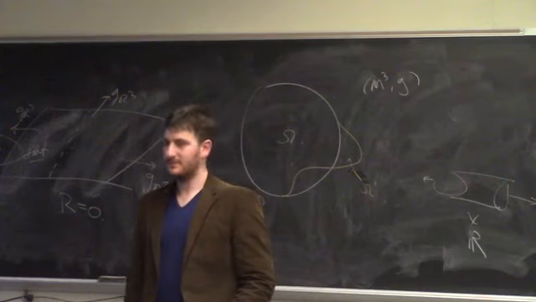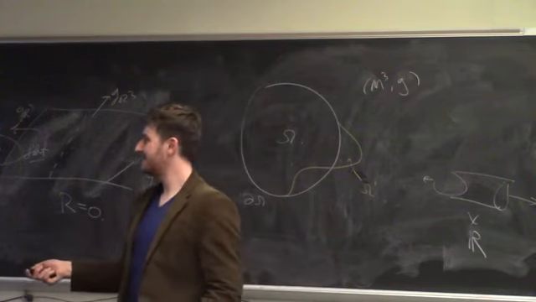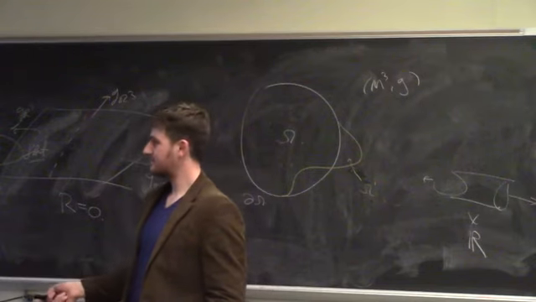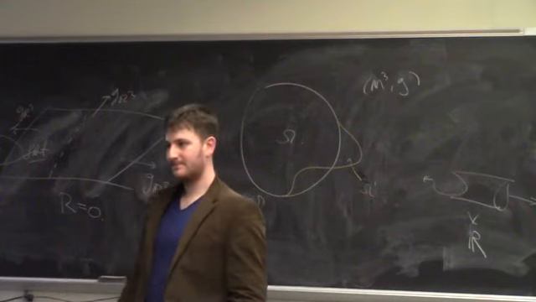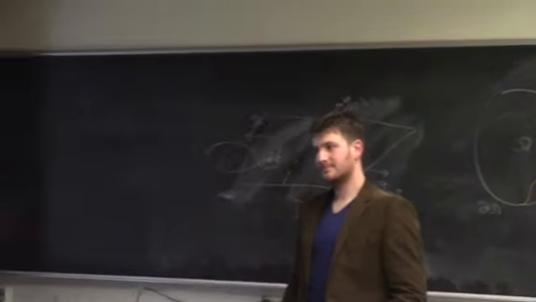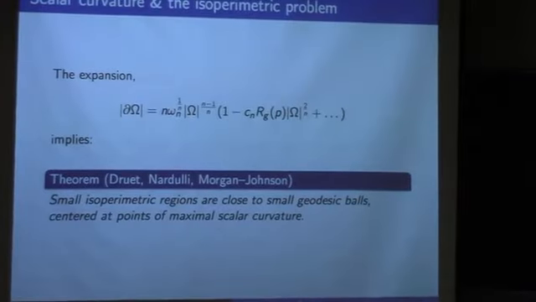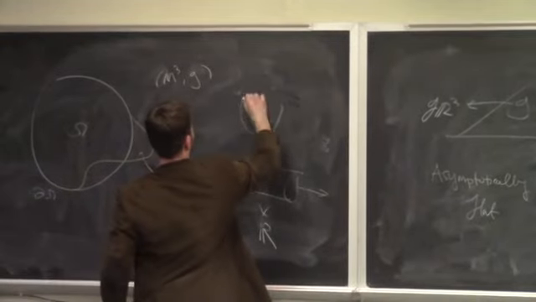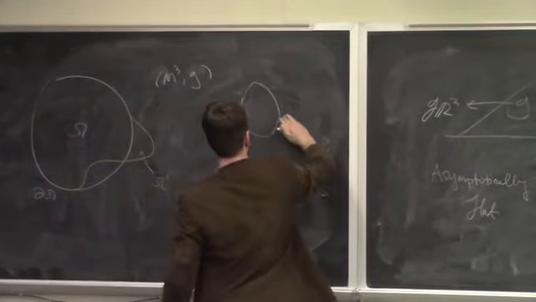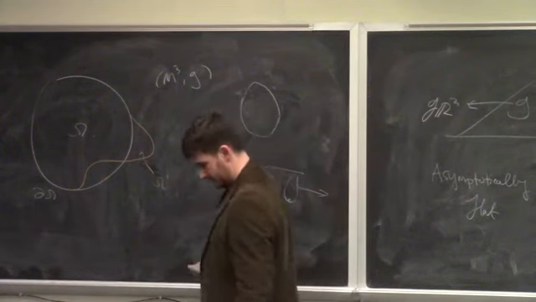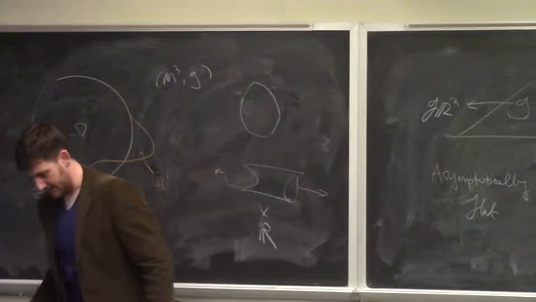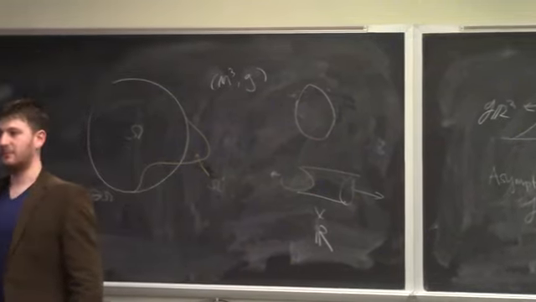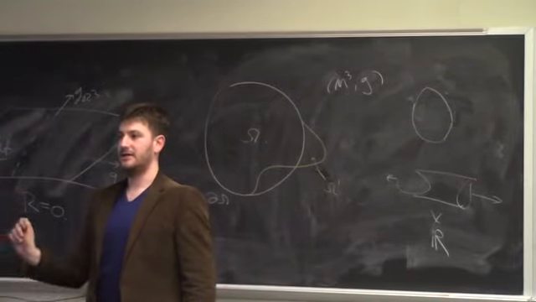So when it comes to the local result, you say that your isoparametric sets are close to small geodesic balls. Suppose that we have a manifold with a unique point of maximal scalar curvature. You didn't quite say what you mean by close here, but presumably there's no reason to expect any kind of uniqueness, even if you have a unique point of maximal scalar curvature. I should be careful here, but don't quote me on this: I believe that if you have a unique point of maximal scalar curvature, there should be a unique isoparametric region.